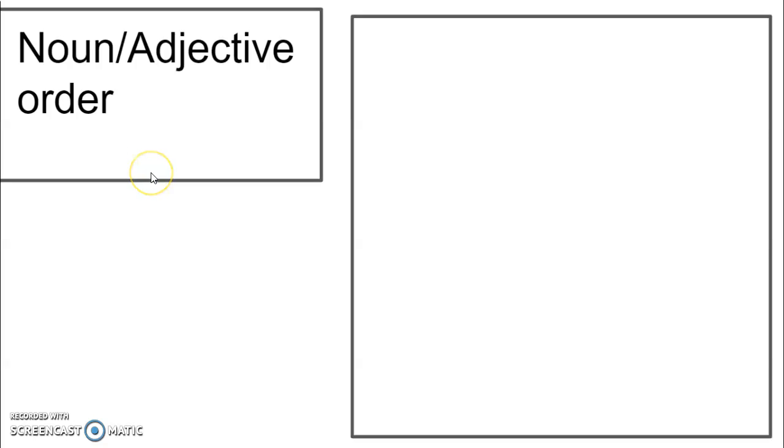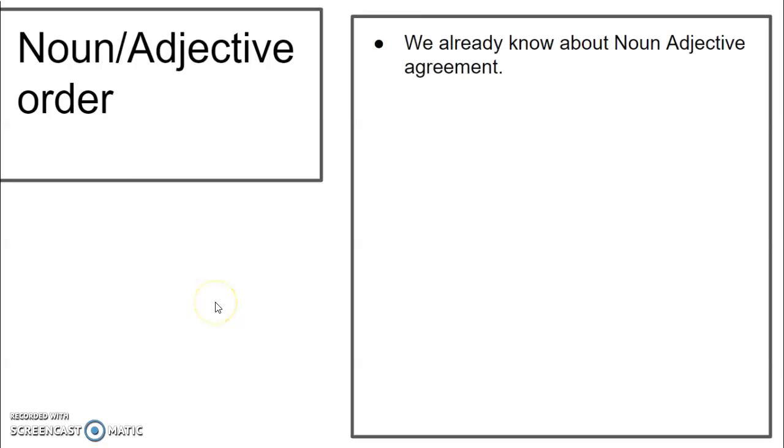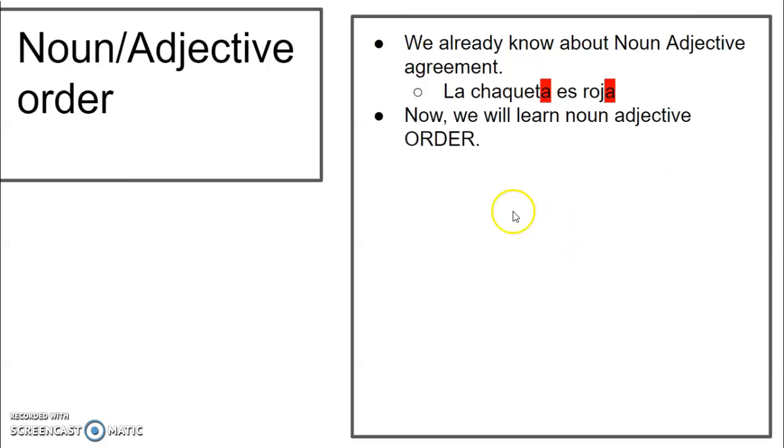Hola clase! Today we're going to learn about noun adjective order. So we already know about noun adjective agreement. La chaqueta es roja. So in this sentence, the word chaqueta and the word roja both end in an A. So that means that they have noun adjective agreement. Okay? So noun adjective order is a little different.